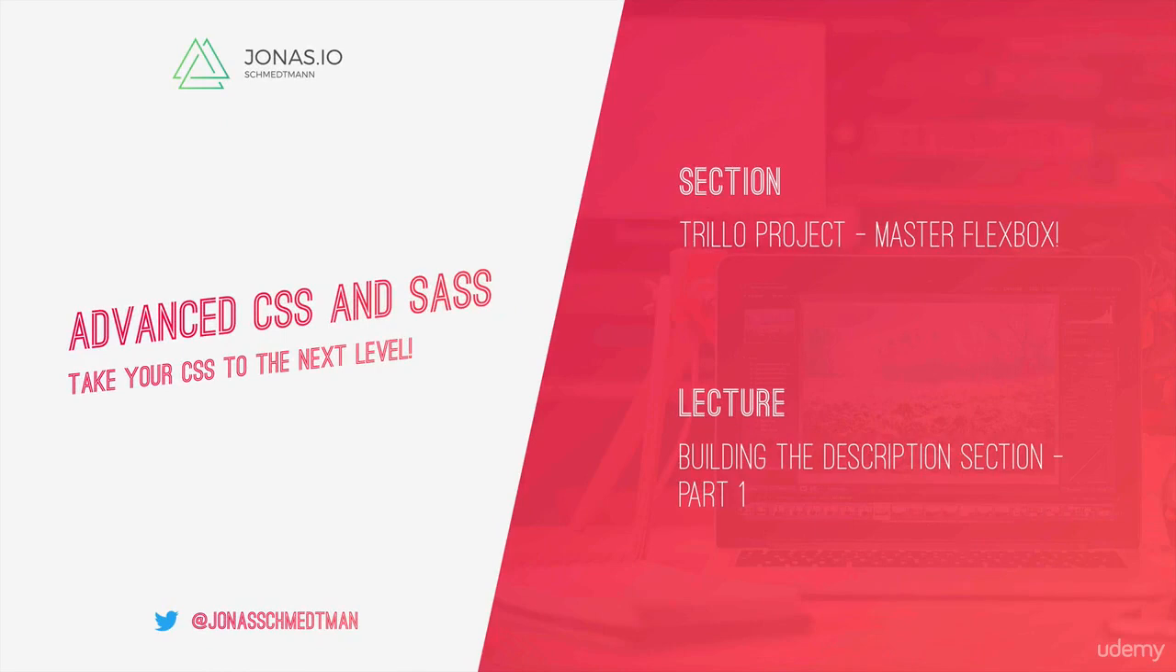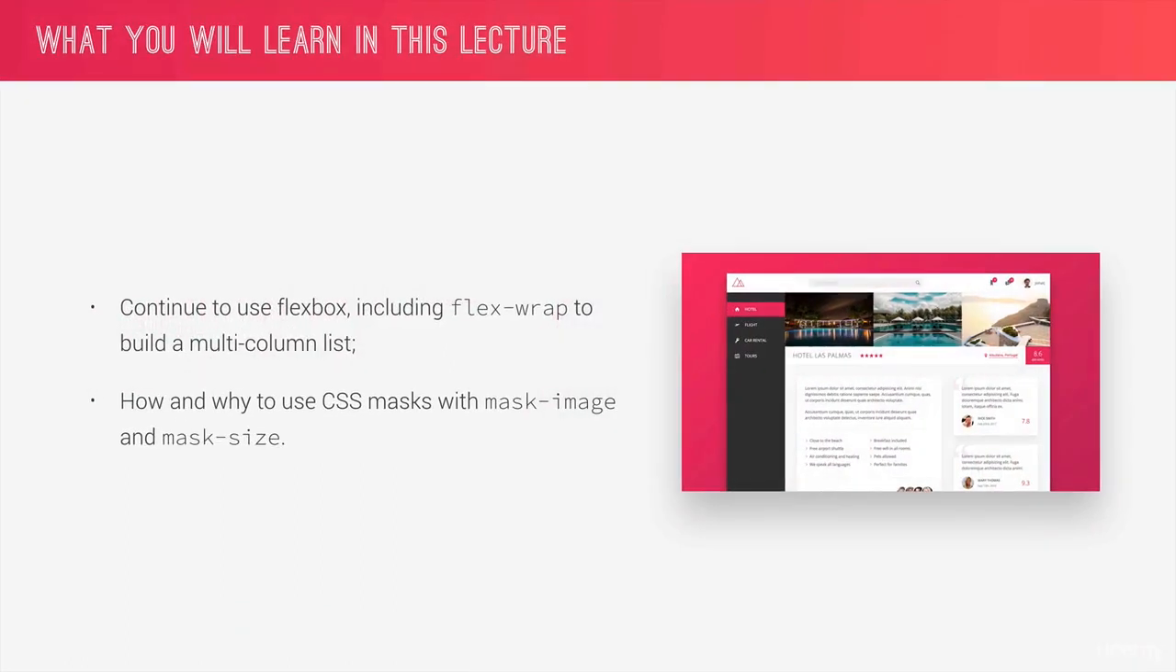Are you excited for the next section of our app? I hope so, because this is a really cool one. So now you're going to build the hotel description part of the interface. And for that, you're going to continue using Flexbox properties, including flex wrap, to build a multi-column list. Plus, I will teach you how and why we use CSS masks with mask image and mask size.